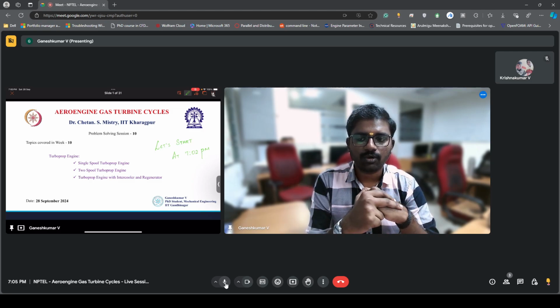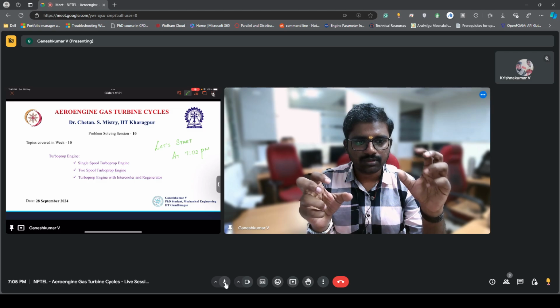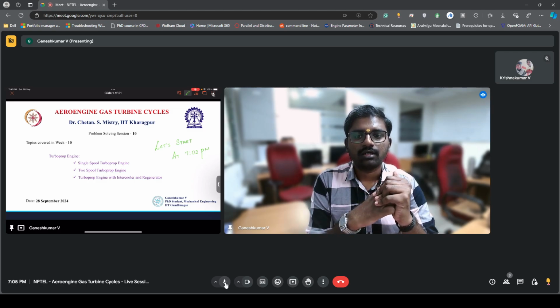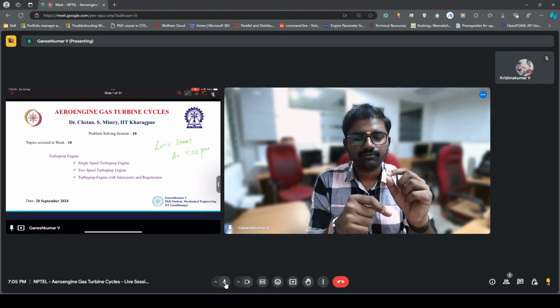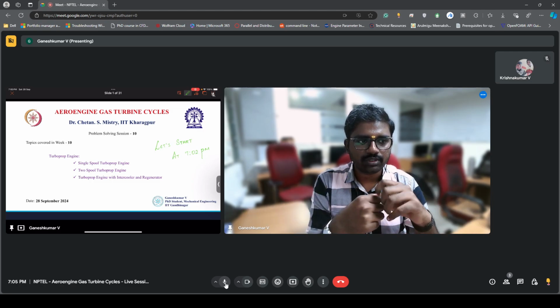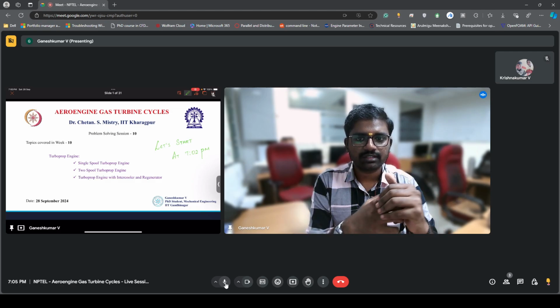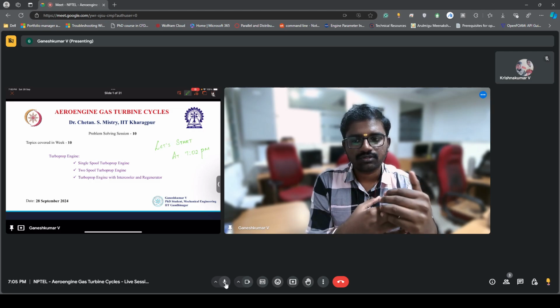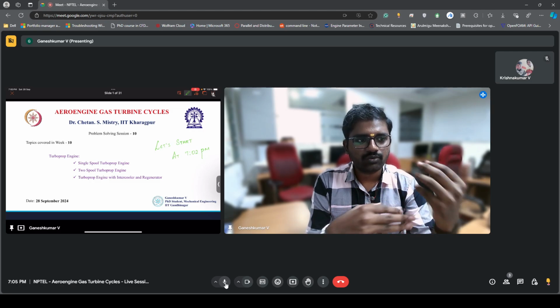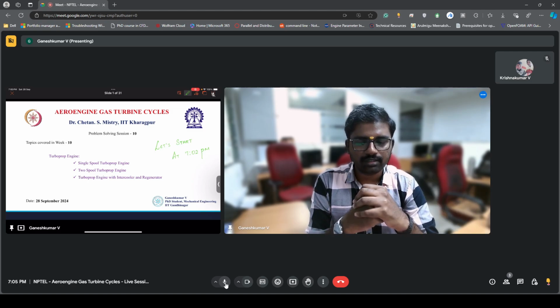So in this week, we studied the turboprop engine, single spool turboprop to a two spool turboprop, and we briefly also discussed turboprop engines with the intercooler and regenerator. What I'm going to do today is solve a problem for turboprop engines with intercooler and regenerator, which we really didn't do during the lectures. It will give you the idea of why the intercooler is necessary, and what the benefits are of having an intercooler and regenerative cycle in a gas turbine cycle analysis.